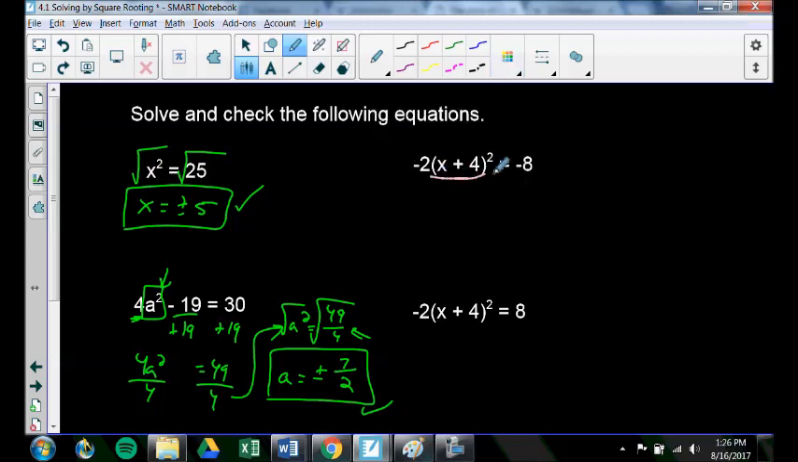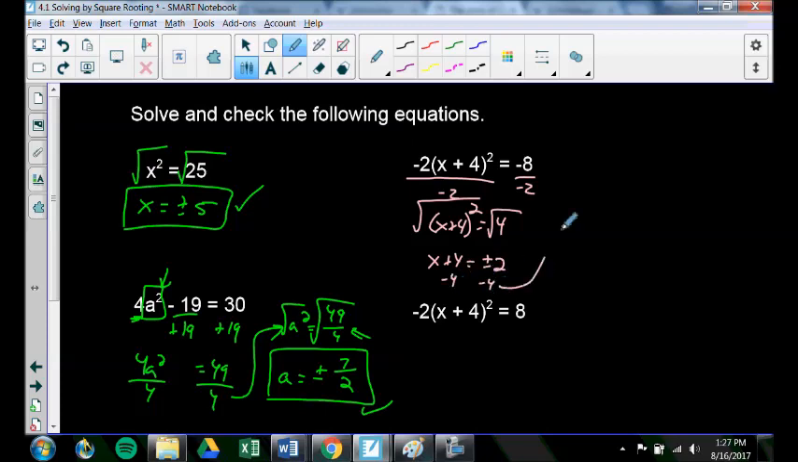I want to get this by itself, so I divide everything by negative 2. I cannot distribute that negative 2 because of the parenthesis. So (x plus 4) squared equals 4. Now I can square root both sides, and that gives me x plus 4 equals plus or minus 2.